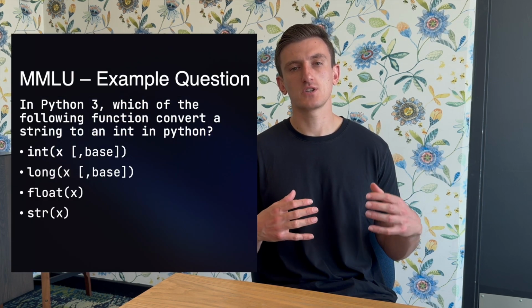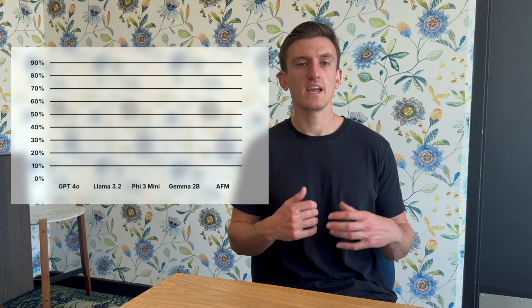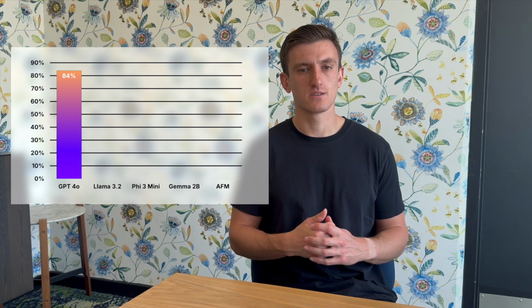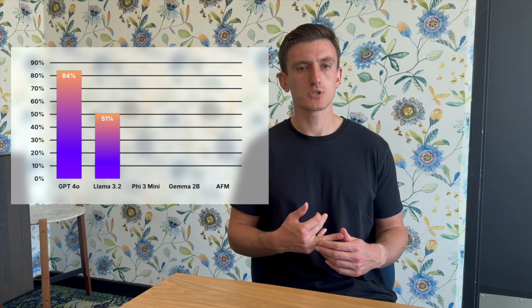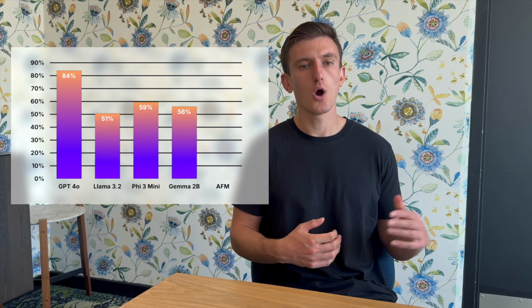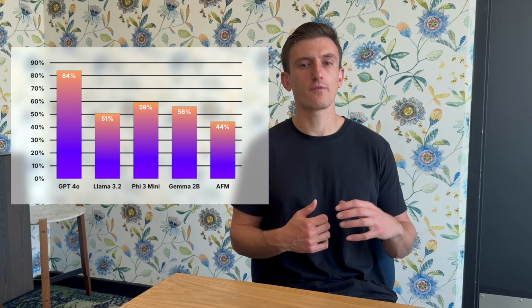To put that into perspective, we ran MMLU, Massive Multitask Language Understanding, a pretty popular benchmark for language models. It's a set of 15,000 multiple choice questions in a bunch of different subjects used to evaluate the model's capabilities. When we ran this benchmark on GPT-4o, it got it right about 85% of the time. But that's a huge model that could not run on a device. Smaller models like Meta's Llama 3.2, which is a 3 billion parameter model, Microsoft's Phi-3 Mini, the 4 billion parameter version, and Google's Gemma 2, the 2 billion parameter version, all got between 50 and 60% of the test right. The Apple Foundations model got 44%.